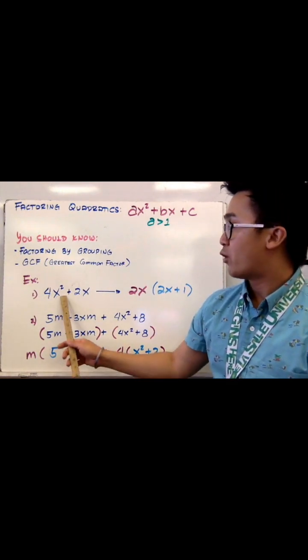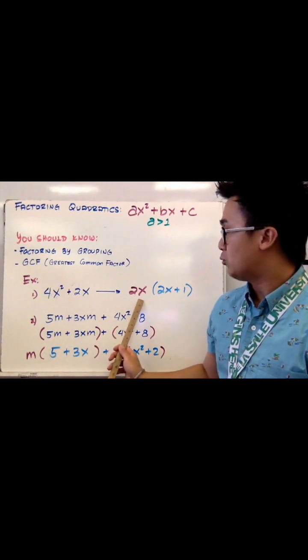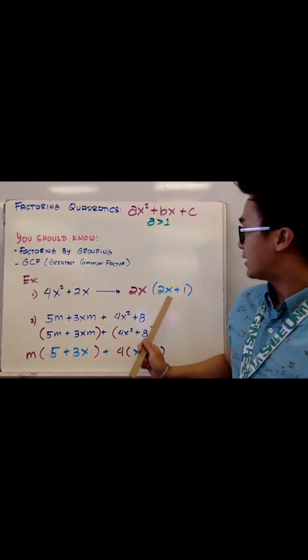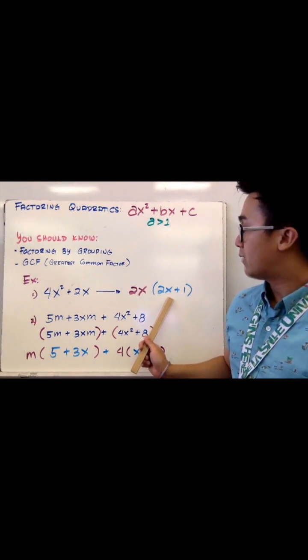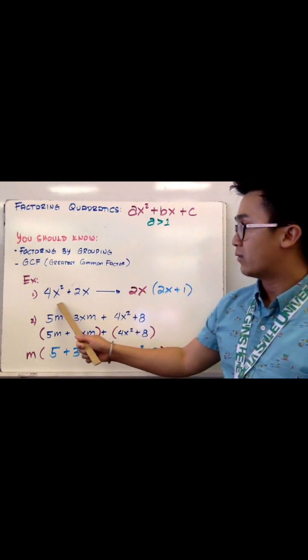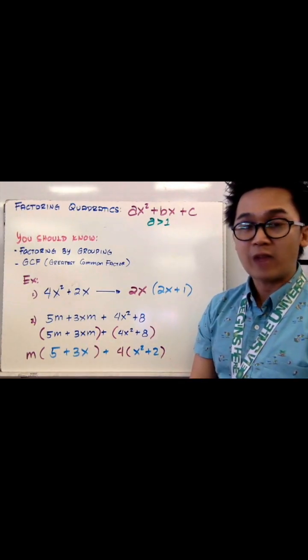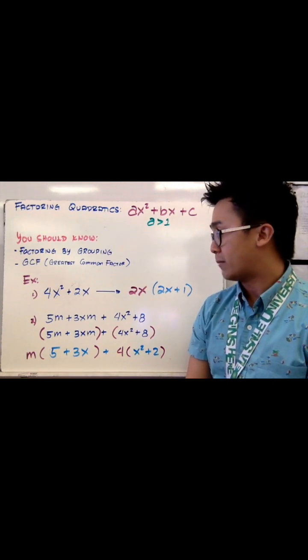Let's say we have 4x squared plus 2x, using its GCF, which is 2x. If we factor out 2x from 4x squared and 2x, what's left in our parentheses will be 2x plus 1. And we know that we factored it correctly because when we distribute 2x to 2x plus 1, it will give us 4x squared plus 2x. So it's safe to say that factoring is basically the reverse of the distributive property.